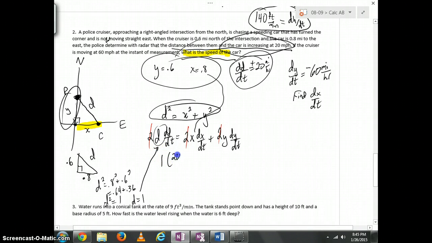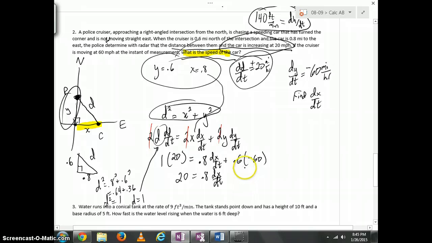dD/dt is a positive 20. My x is 0.8. I don't know what dx/dt is. I'm going to find that. And my y, they told me, is 0.6. dy/dt, we know, is negative 60. So, wow, my goodness, working this out, we have 20 is equal to 0.8 dx/dt.